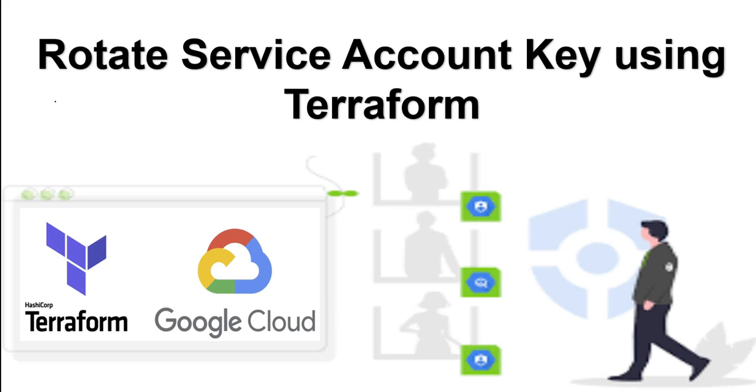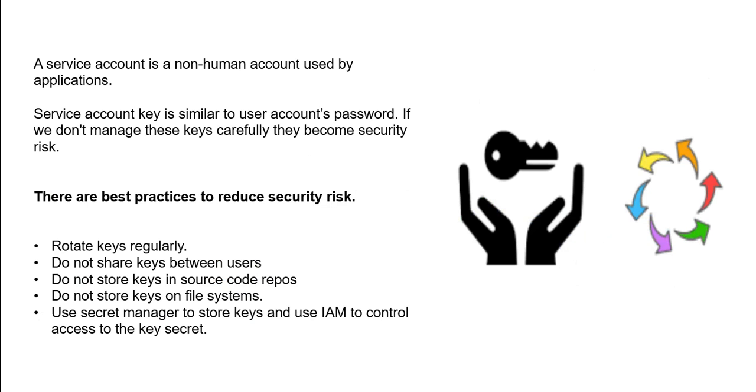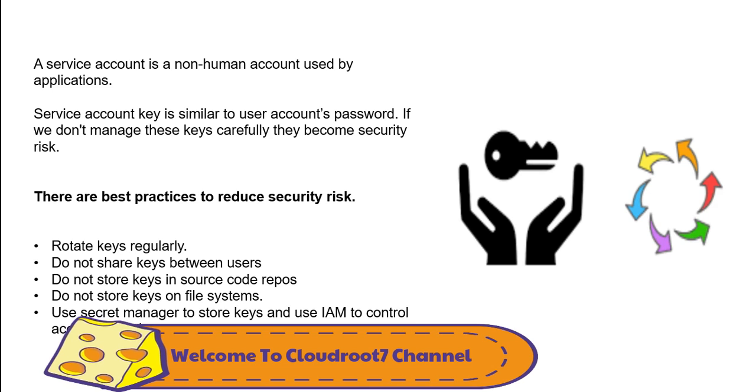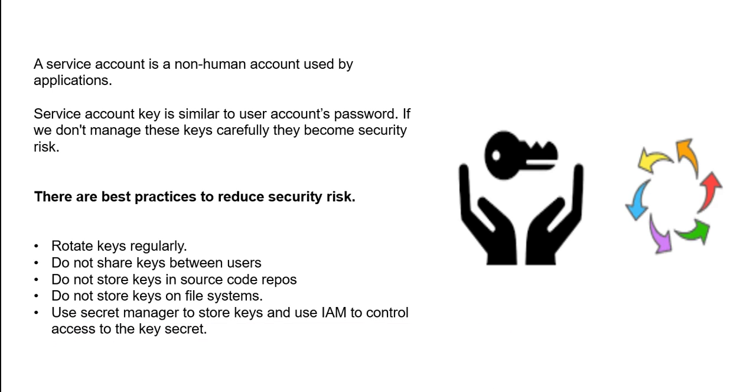Today I'm going to talk about how to rotate the service account keys using Terraform. A service account is a non-human account used by an application. In most cases, the application authenticates using the service account's private key, which is called the service account key. A service account key is similar to a user account password. If you do not manage these keys carefully, it may be a security risk.